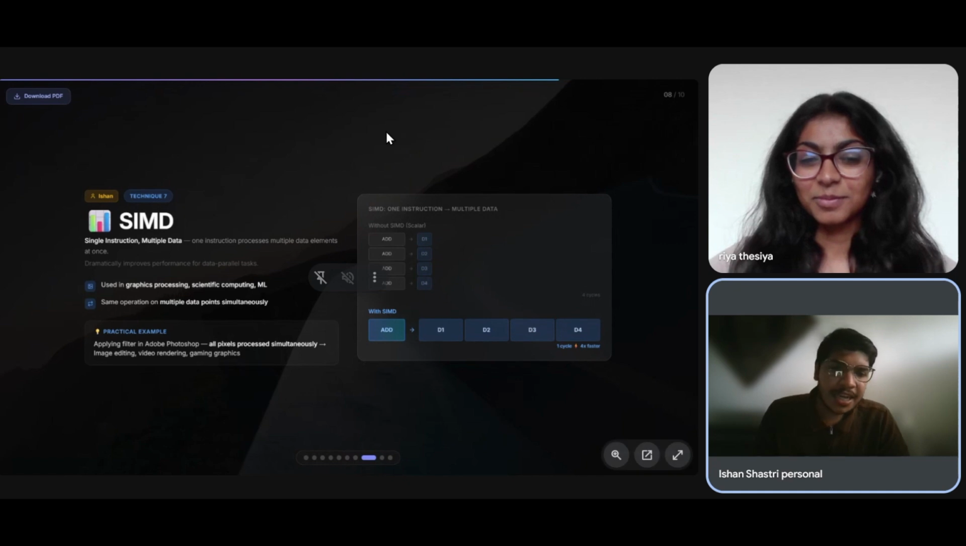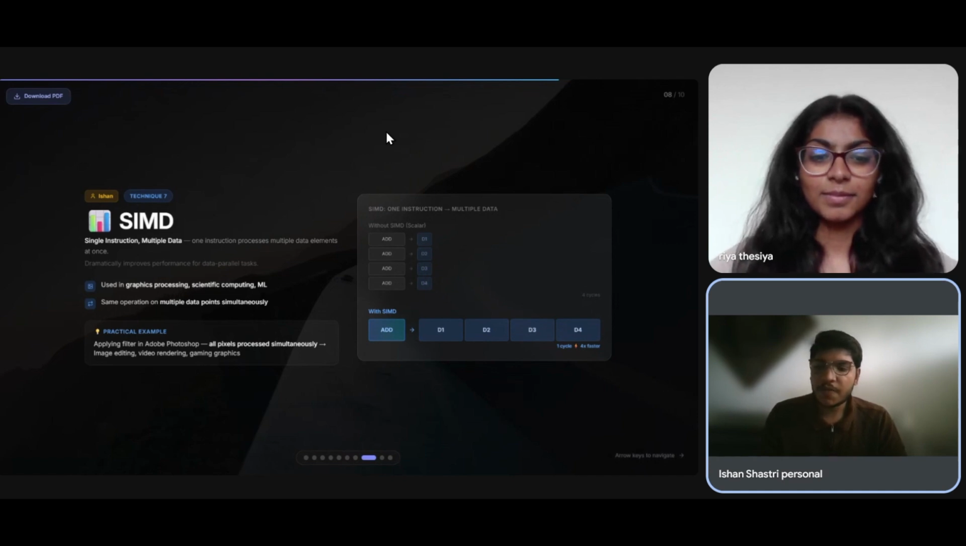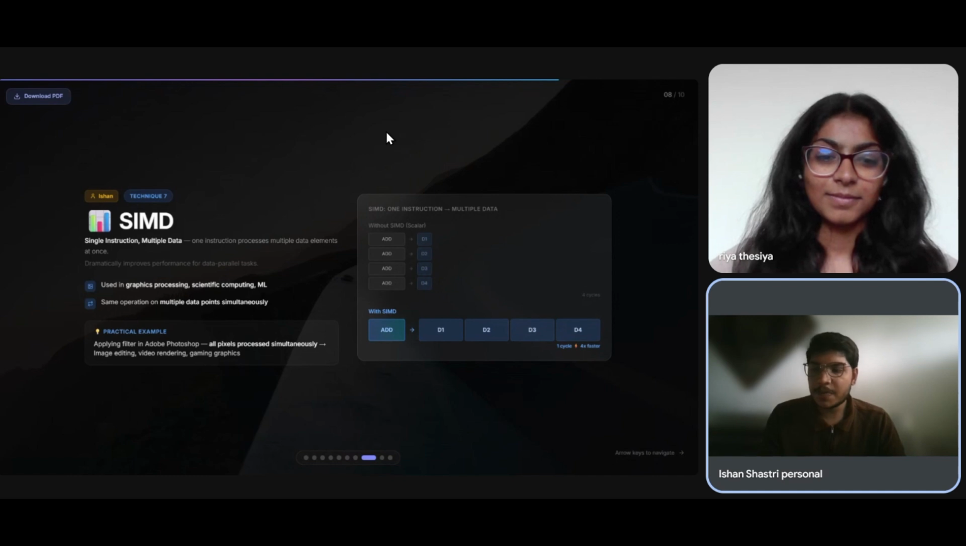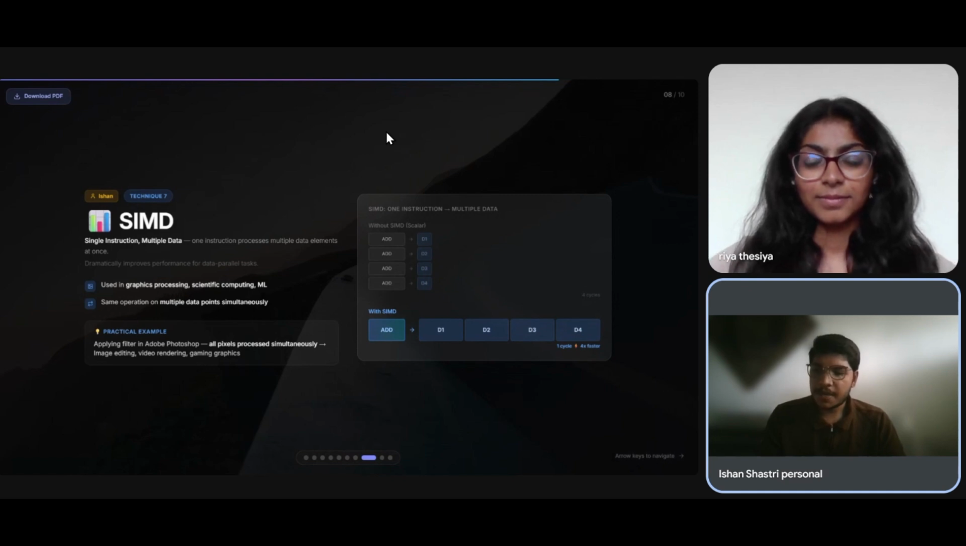The second and last topic is SIMD, which means single instruction and multiple data. It allows a single instruction to be processed on multiple data elements at once. This technique is widely used in applications such as graphics processing, scientific computing, and machine learning. So instead of executing the same operation multiple times, SIMD performs it simultaneously on multiple data points. This dramatically improves the performance for data parallel tasks.